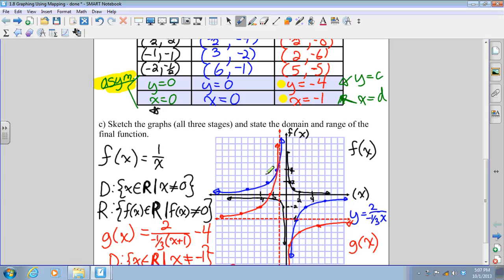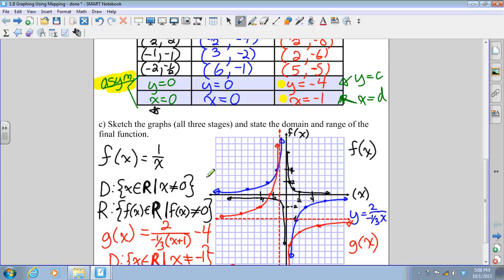So you plot your points there, and from your blue graph to your red graph, it's the same graph except it's just shifted either up or down or left or right. So that's a direct translation. Notice when you draw the red graph, your asymptotes have changed. Okay?